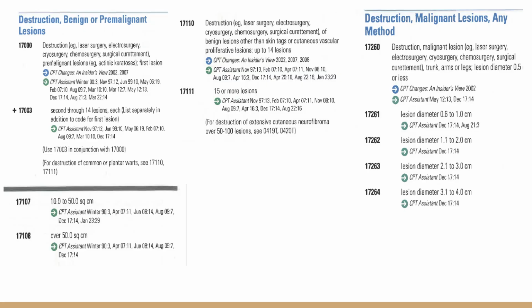So these are the codes for the destruction, and I want your complete attention here that these are the codes 17000 till 17108. These are the codes for the destruction of the pre-malignant lesion, and I can very clearly see here the pre-malignant lesion. These are the codes for the destruction of the benign lesion. Here it is very clearly given, and these are the codes for the destruction of the malignant lesion. So first have a look at all the codes. Now we will go into the detail.